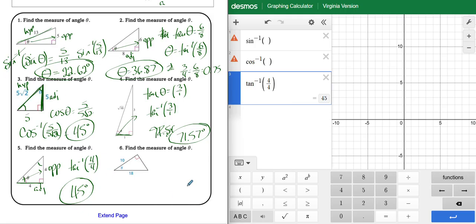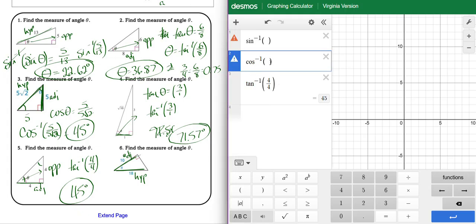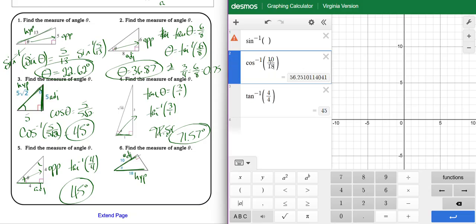The last one, we're looking for this angle theta. We're given the adjacent side, the one that's next to it, and then the hypotenuse. So we're given adjacent and hypotenuse. That is cosine. So it's going to be cosine inverse, really, of adjacent over hypotenuse. It's 10 over 18. That is 56.25 degrees.